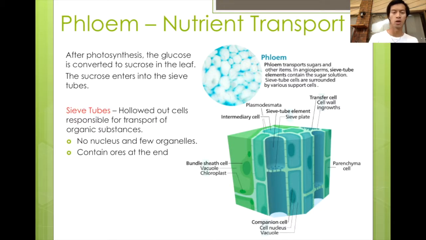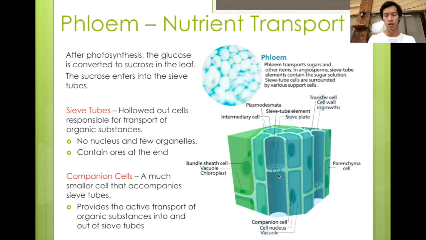Yeah, these sieve tubes are hollowed out. There's no nucleus, and there are very few organelles, and they contain these pores. Sorry, guys, it's meant to say pores. They contain these pores at the end, and then the companion cells are much smaller than your sieve tubes, but they provide the active transport energy required to move it along there. And they've got your nucleus and your mitochondria and all those other organelles as well.